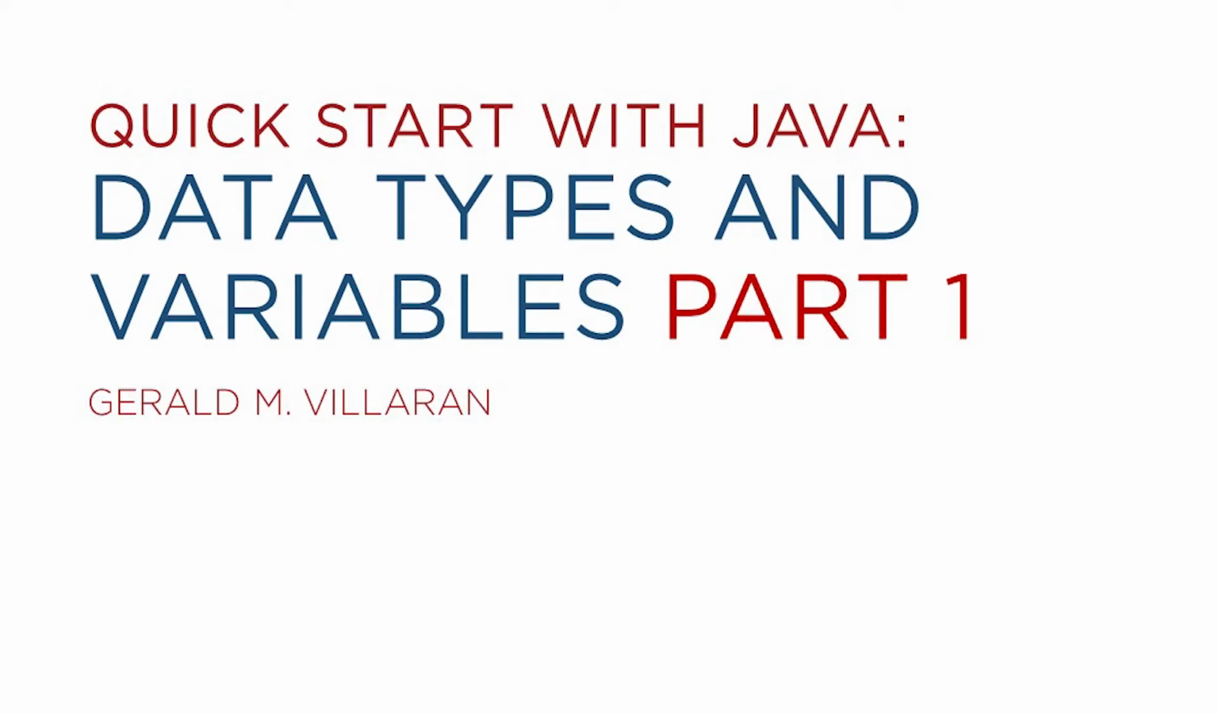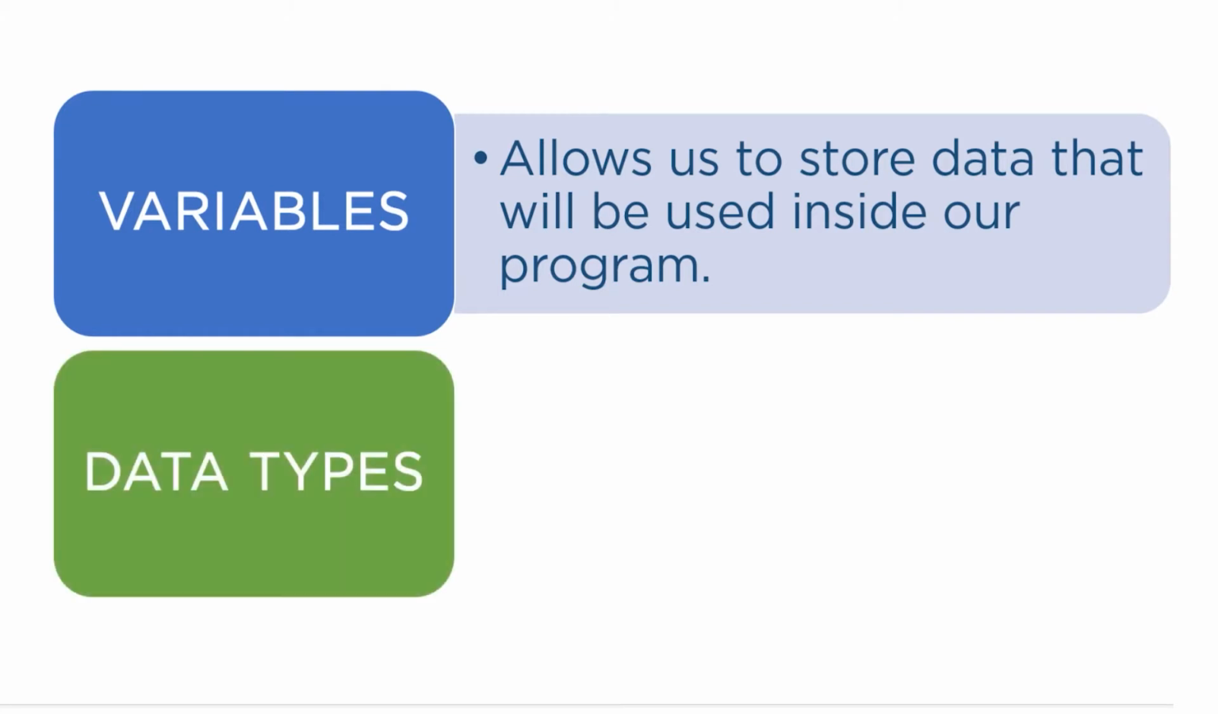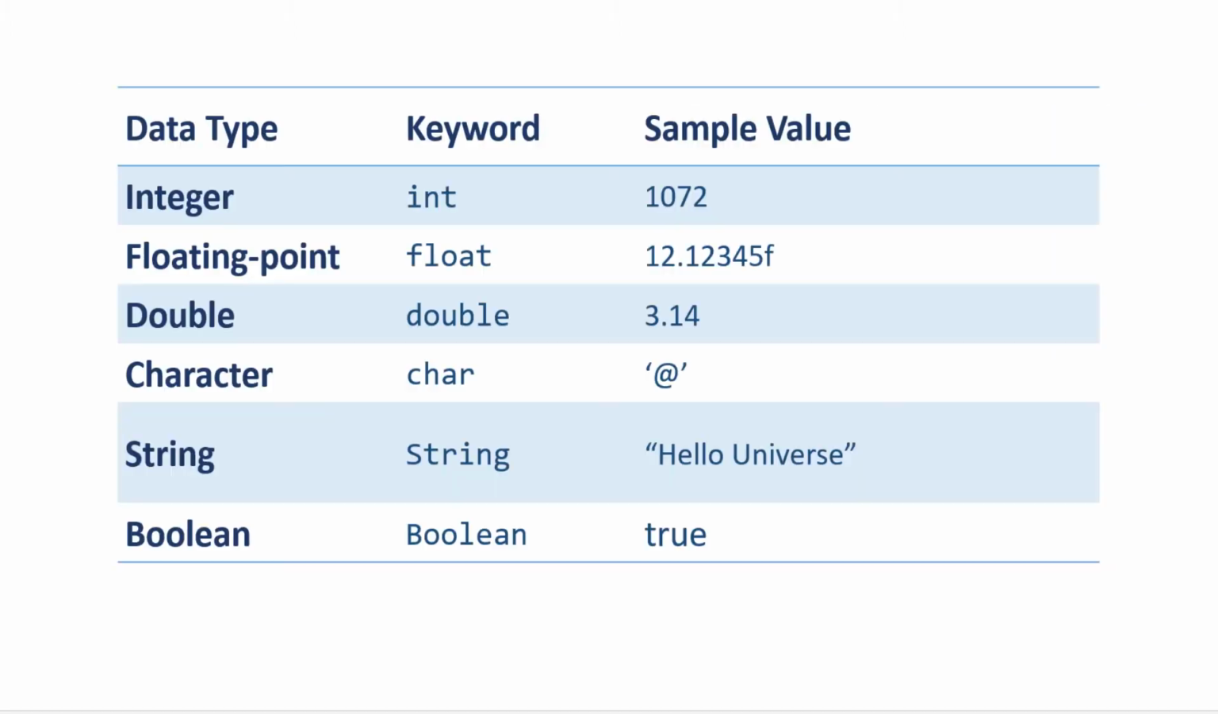In this video, we'll talk about data types and variables in Java. Variables allow us to store data that will be used inside our program. Data types determine what kind of data will be stored in a variable. Here is a list of the most common data types that we'll be using all throughout the discussions in Quick Start with Java.